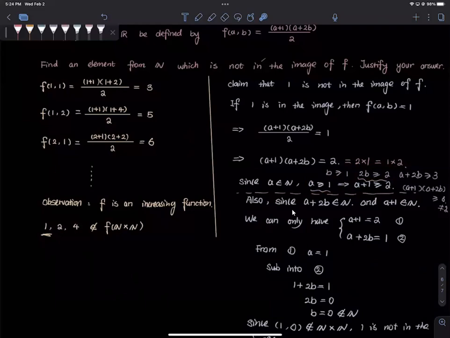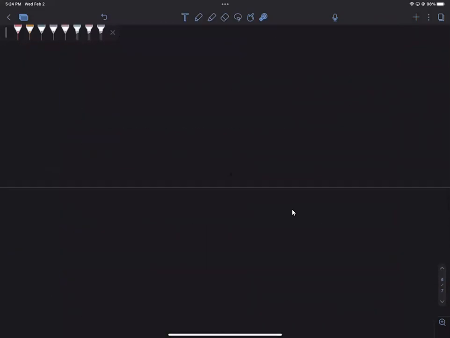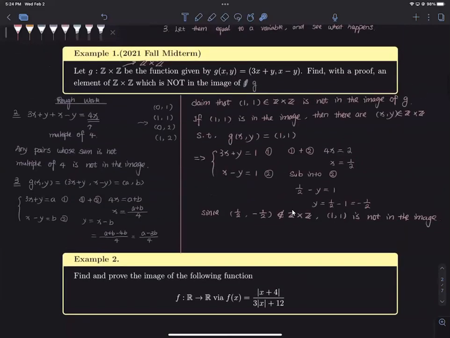Okay. If no question, let me answer the second question someone asked me yesterday. Again, it's from this question. I know we'll never get rid of this question. The second question someone asked me is, what if the question asked me to find the image of this function?